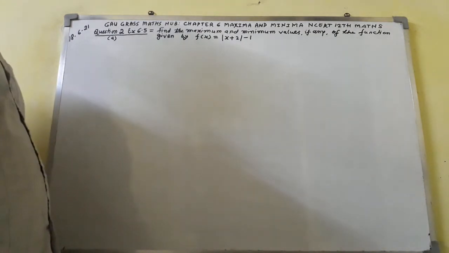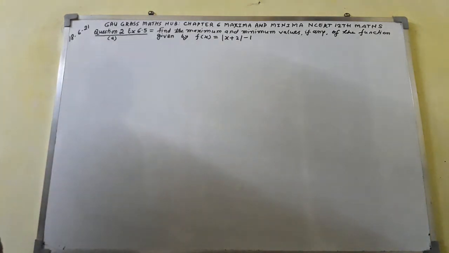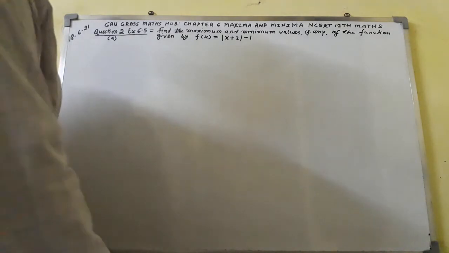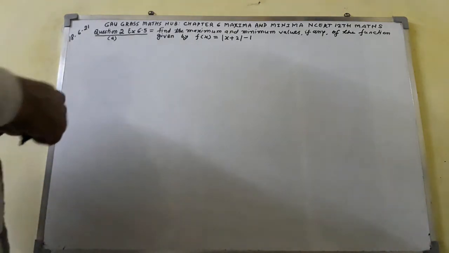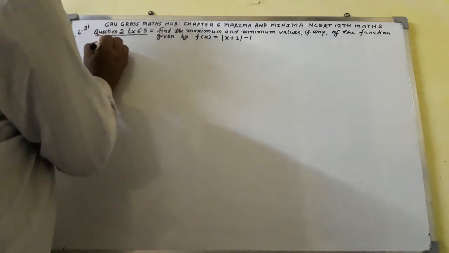I shall explain question number 2A that has been taken from exercise 6.5, chapter 6, maxima and minima of NCERT 12 mathematics. The question is, find the maximum and minimum values, if any, of the function given by f of x equal to mod x plus 2 mod minus 1. This is the question about which I am going to discuss here. Here I shall write the solution.